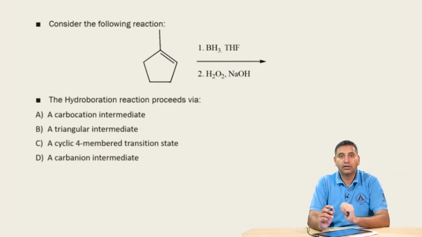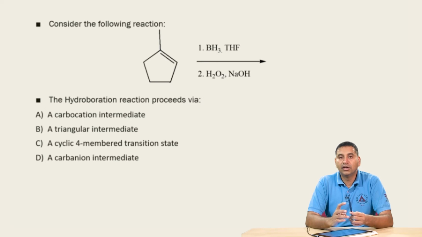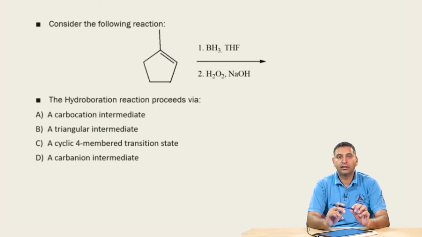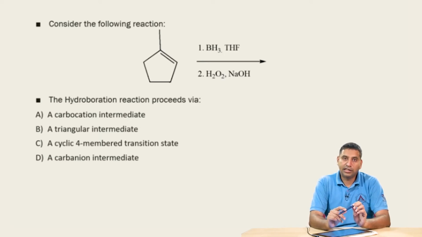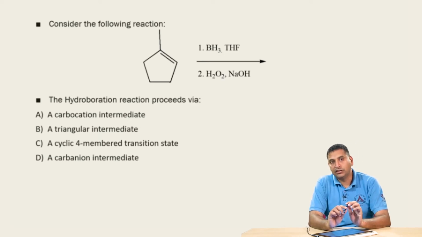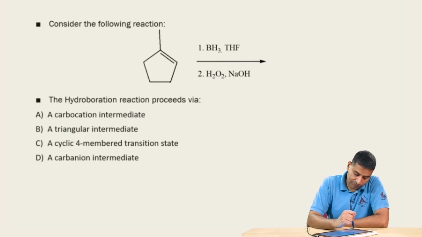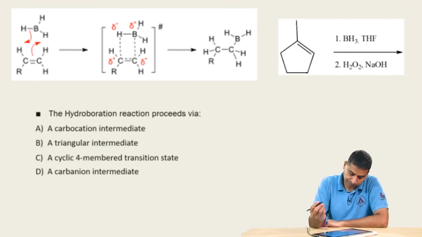In the next question or the next part of this question, the question is the hydroboration reaction proceeds via A carbocation intermediate, B a triangular intermediate, C a cyclic 4-membered transition state, and D a carbanion intermediate. Okay. So, in order to address this question, let us look at the mechanism.